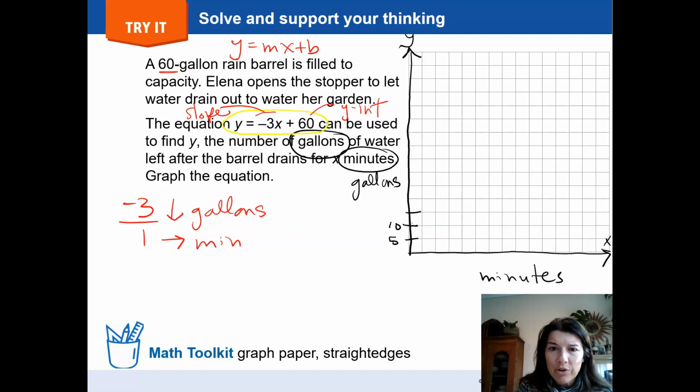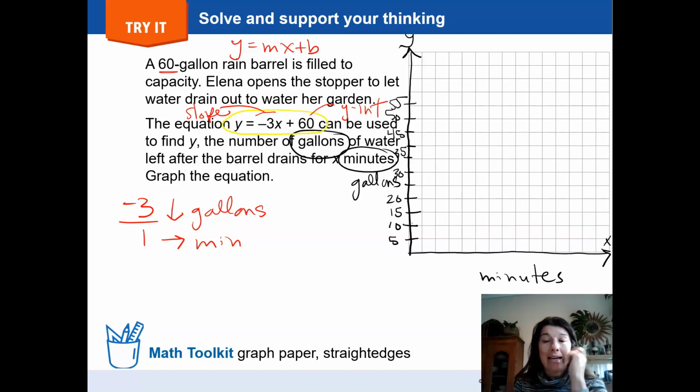Really important when you're graphing that you take the time to carefully draw in your scale tick marks and you label your axes. 40, 45, 50, 55. It helps you with accuracy and precision. So we're keeping track of gallons there, keeping track of minutes over here. Reminder, it's going down 3 gallons every minute.